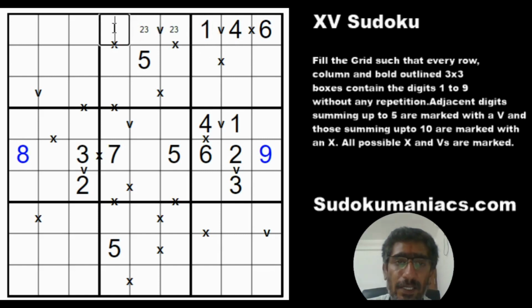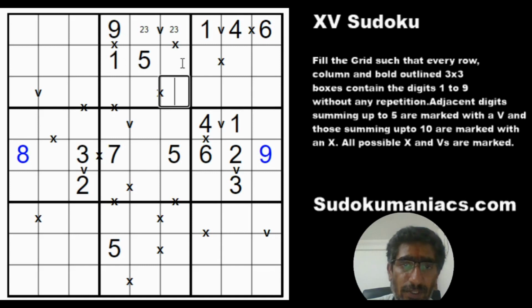Now next one. Let's look at R1C4. What are the possibilities? 1 is not possible. 2, 3, 4, 5, 6, 7. So that leaves me with an 8 and a 9. But with the X here, 8 and 9 would require 1 and a 2. But the 2 is already locked up in R1C5 and 6. Hence, this has to be a 1 and a 9.